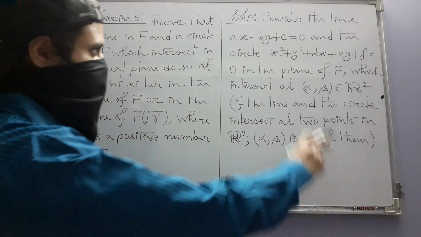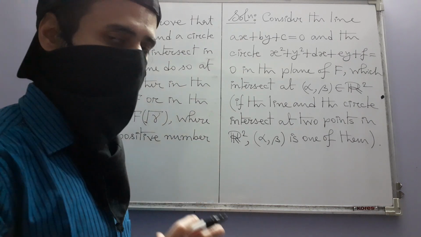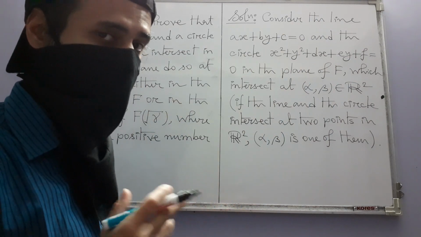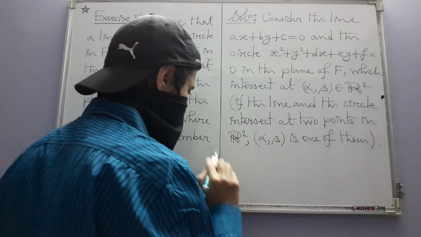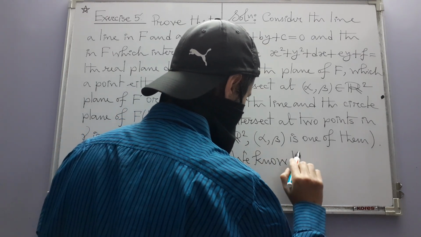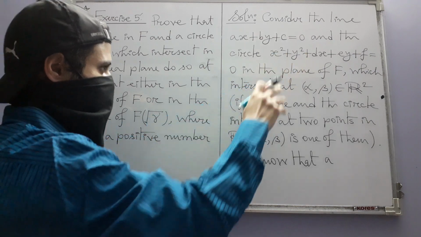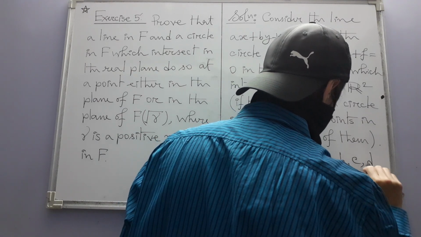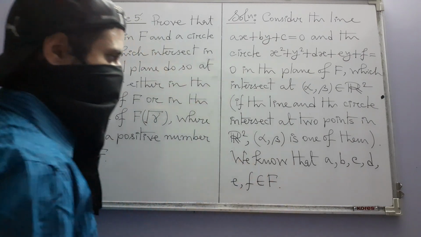Okay, now the fact that these are line and circle in the plane of F already tells us that a, b, c, d, e, f, these are all going to be elements in the field F, considering all the things we proved previously. So we know that these real numbers, after all, these are all real numbers, but in particular they will belong to F. d, e, f, all of them belong to F.